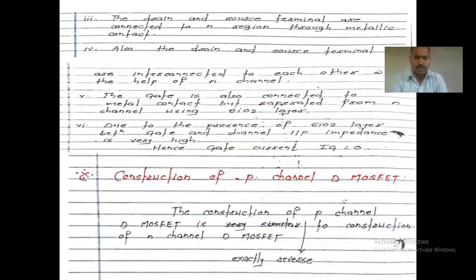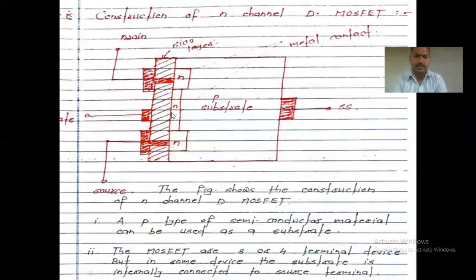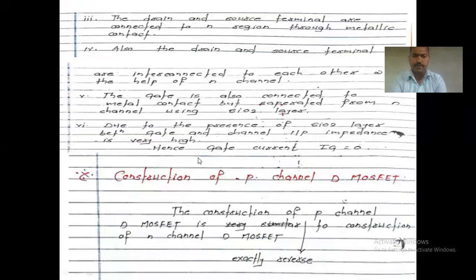See, whatever I have told you should be written here, no other thing, right? The drain and source terminals are connected to the N region through the metallic contact. I already told you. Also, the drain and source terminals are interconnected to each other with the help of the N channel, right? This indicates that the 2 N regions are connected through the channel.